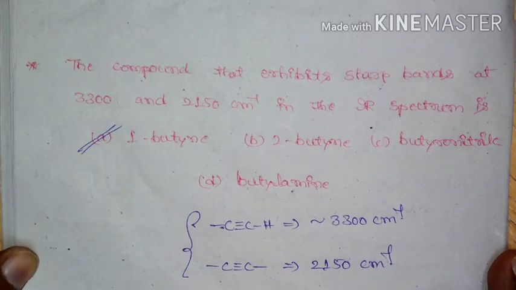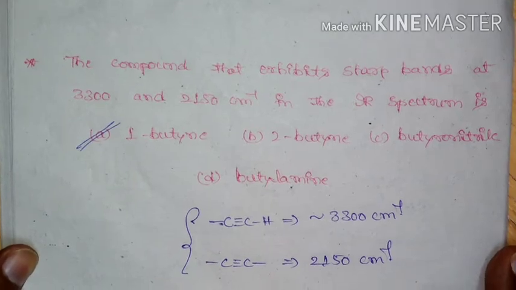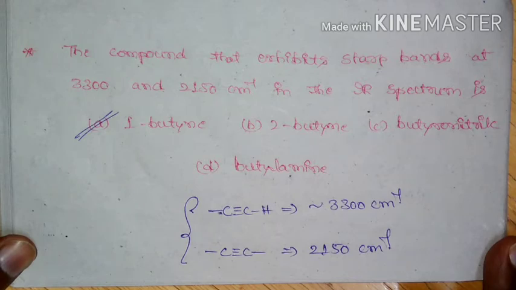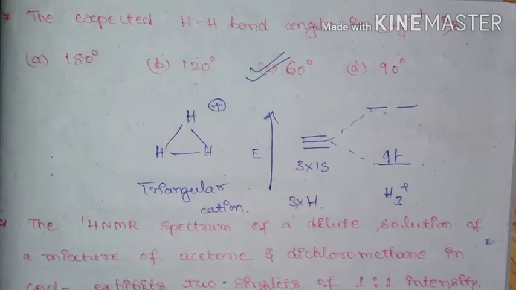So it is going to show two absorption bands: a sharp absorption band at 3300 per centimeter, that is due to C≡C–H stretching, and 2150 per centimeter will be due to C≡C stretching frequencies. Next question, the expected H–H bond angle in H3+ is 60 degrees.